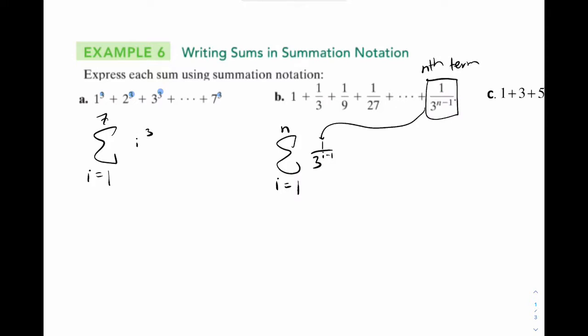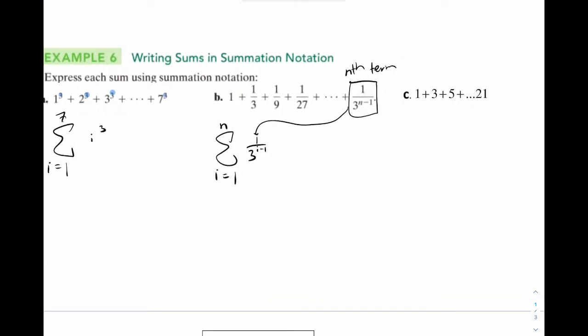If I plug in 1, I get 3 to the 0, which is 1. If I plug in 2 here, I get 1 over 3, so it checks out. So again, that's a really easy way to do something like this. Basically grab this last term and plug it in right there and fill in an n.